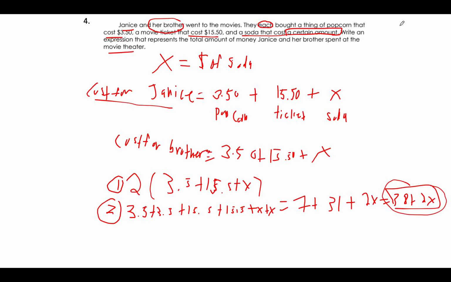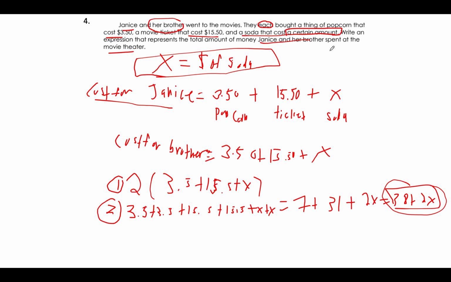Alrighty, awesome. Question number 4 says, Janice and her brother went to the movies. They each bought a popcorn that cost $3.50, a movie ticket that costs $15.50, and a soda that costs a certain amount. So right away we know that if a soda costs a certain amount, that's going to be x. X is going to be the cost of our soda. Write an expression that represents the total amount of money that Janice and her brother spent at the movie theater. So the cost for Janice is going to be her popcorn, that's $3.50, her ticket, which is $15.50, movies are expensive these days, and x, the cost of her soda. The cost for her brother is going to be the same thing, $3.50 for the popcorn, $15.50 for the ticket, and x for the soda.